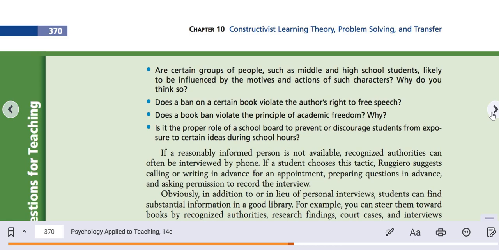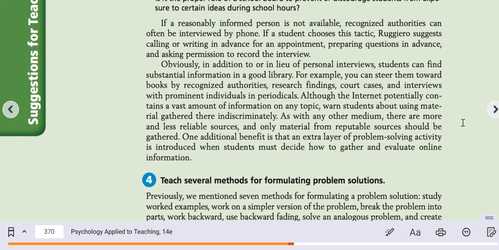If a student chooses this tactic, Ruggiero suggests calling or writing in advance for an appointment, preparing questions in advance, and asking permission to record the interview. Obviously, in addition to or in lieu of personal interviews, students can find substantial information in a good library. For example, you can steer them toward books by recognized authorities, research findings, court cases, and interviews with prominent individuals and periodicals.